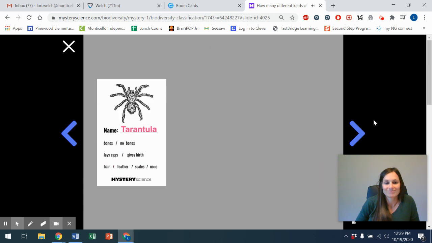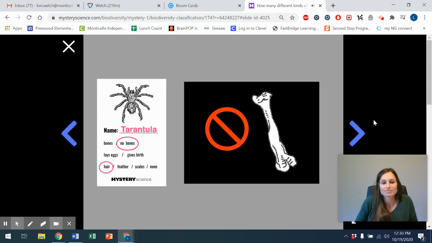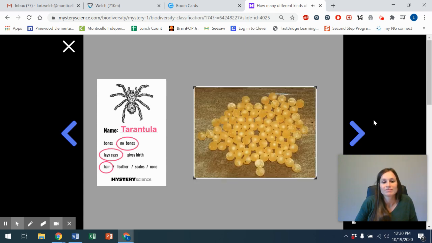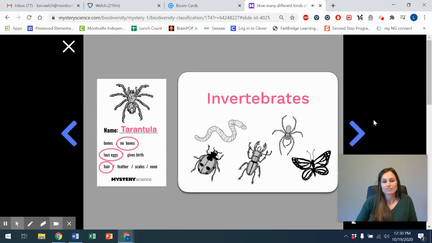The second challenge animal was a tarantula. Maybe you had a little bit more difficulty with this one. I'm hoping it threw you off because it's so hairy, and usually animals with hair are mammals, but tarantulas don't have bones. They also lay eggs, just like the other animals without bones. So you can see, tarantulas aren't mammals. They go in the group of animals without bones, the invertebrates.